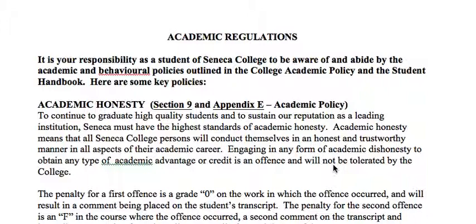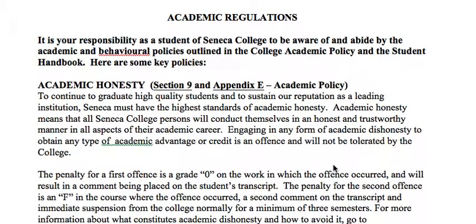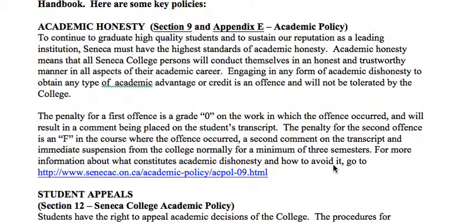The course outline also stipulates academic regulations, looking at academic honesty, which is very important. Academic honesty is focusing on things like plagiarism, and the penalty for the first offense is a grade of 0 on the work where the offense has occurred, and there will be a comment placed on your transcript. The second offense is an F in the course, as well as a second comment on your transcript with immediate suspension from the college for a minimum of 3 semesters. So academic honesty is a big deal.